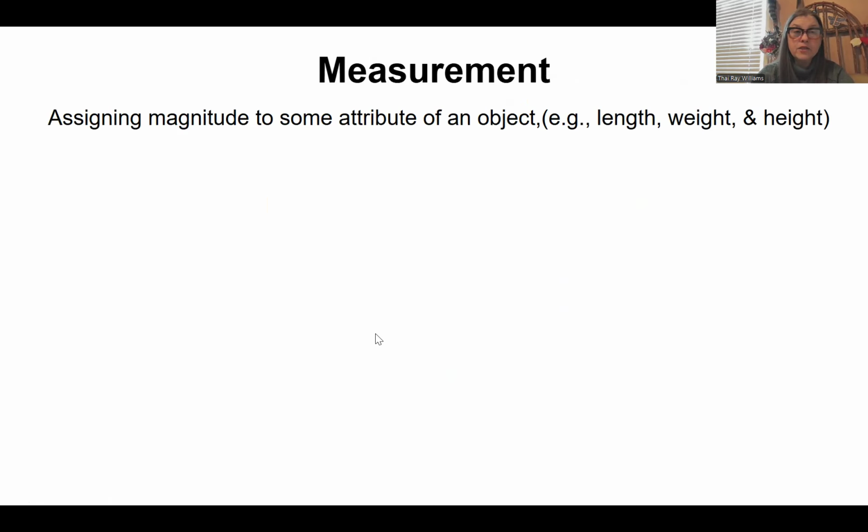All right, measurement. So, measurement is something that we use very frequently in our lives. Think about how often you have to measure something. Think about how often you need to know the weight of something. And so, really, it's just assigning a magnitude to some attribute of an object. And again, could be length, weight, or height.